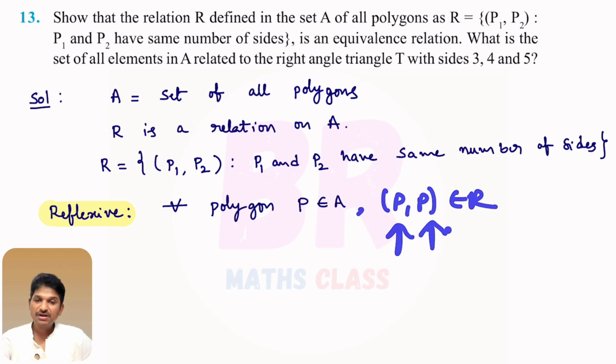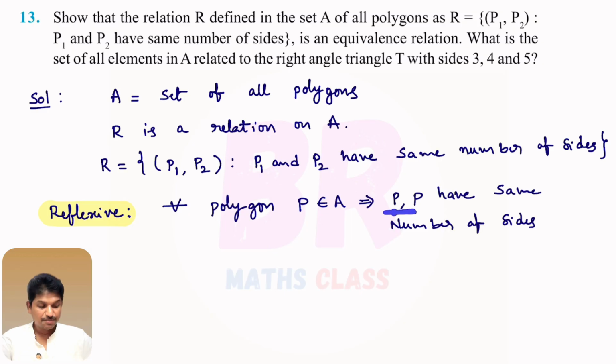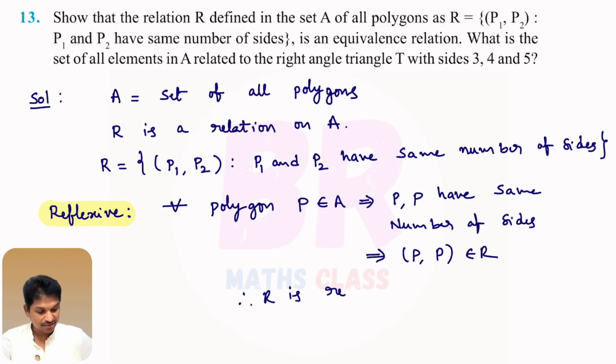So the number of sides of polygon P and the number of sides of polygon P are the same. Try to understand, please. Here, the best method is that the polygons P and P have the same number of sides. From this, we can write that the ordered pair (P, P) belongs to R. Therefore, the relation R is reflexive.